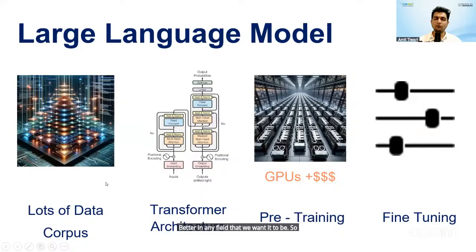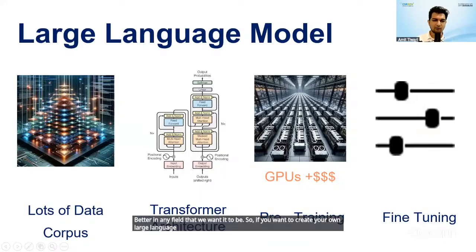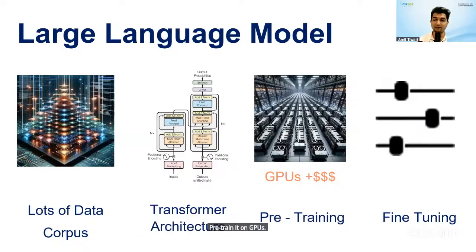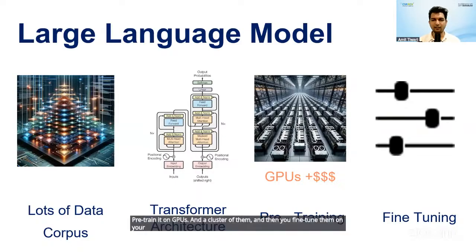So if you want to create your own large language model, you need these four things. You need a lot of data. You need a transformer architecture, which is one of the best architectures right now to train large language models. Then you pre-train it on GPUs, a cluster of them. And then you fine tune it on your own proper data or by reinforcement learning from human feedback and other methods.